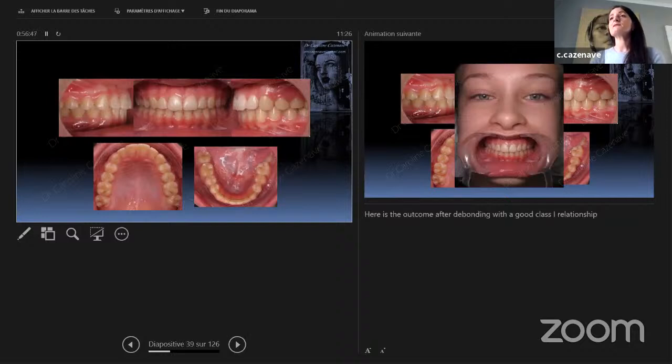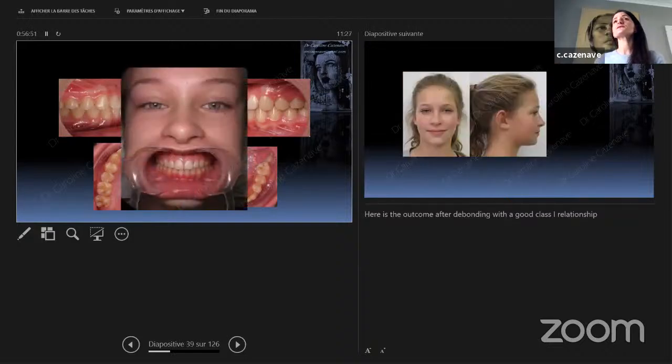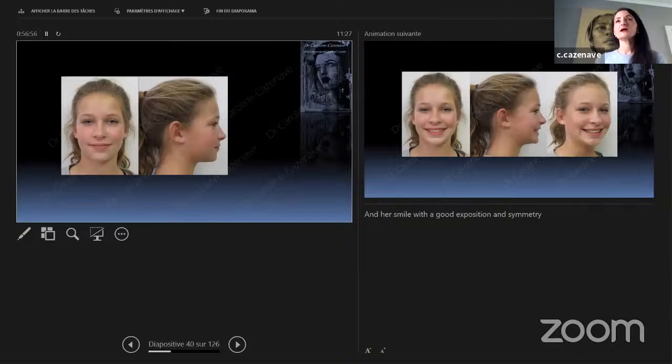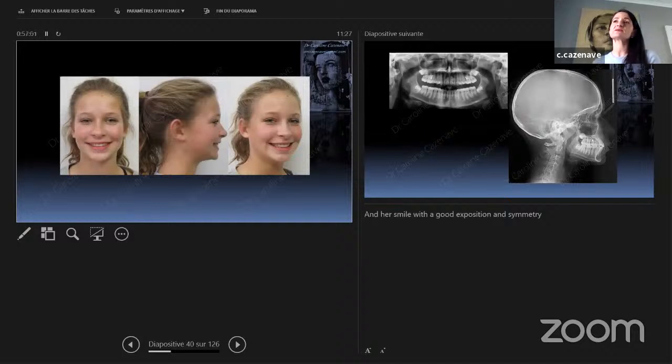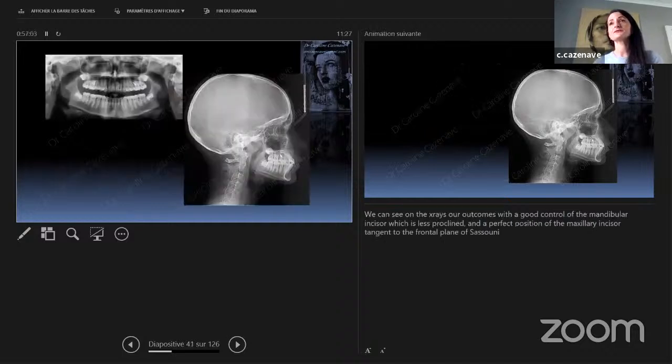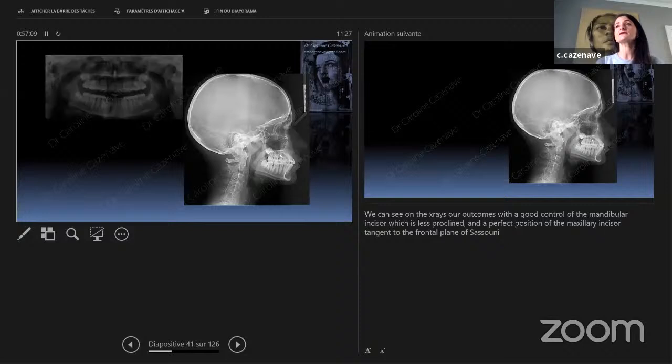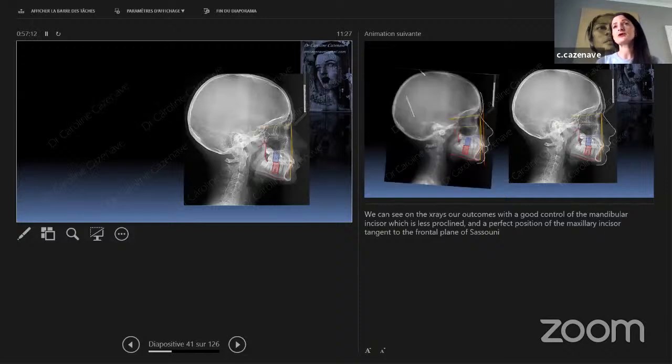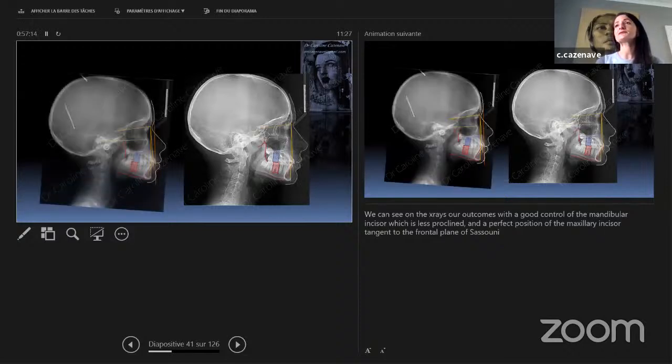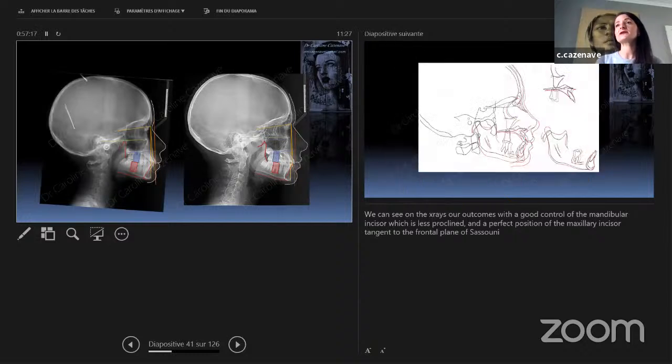So here is the outcome after debonding with a good class 1 relationship, a good centering of the midlines, and our face, and a smile with a good exposition and symmetry. We can see on the X-rays our outcome with a good control of the mandibular incisor, which is less proclined, and a perfect position of the maxillary incisor tangent to the frontal plane of Sassouni.